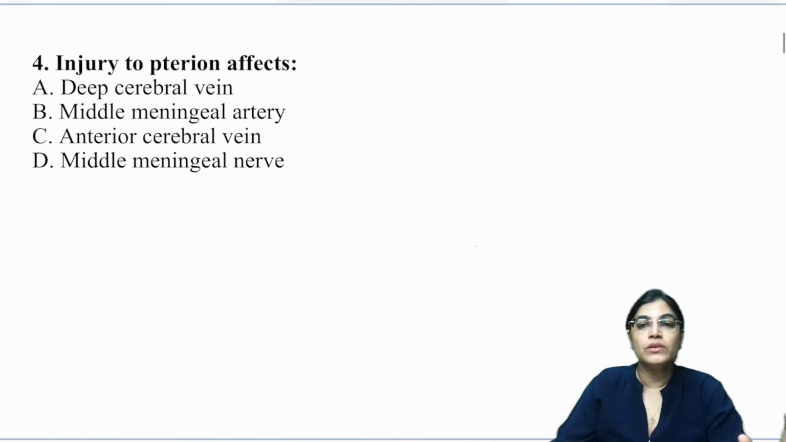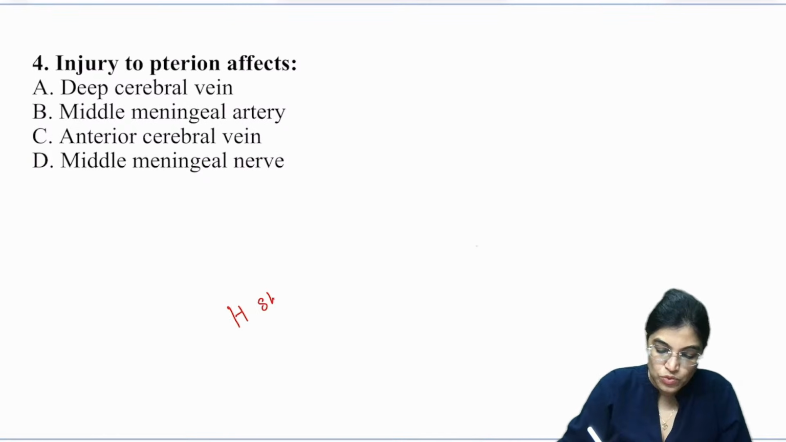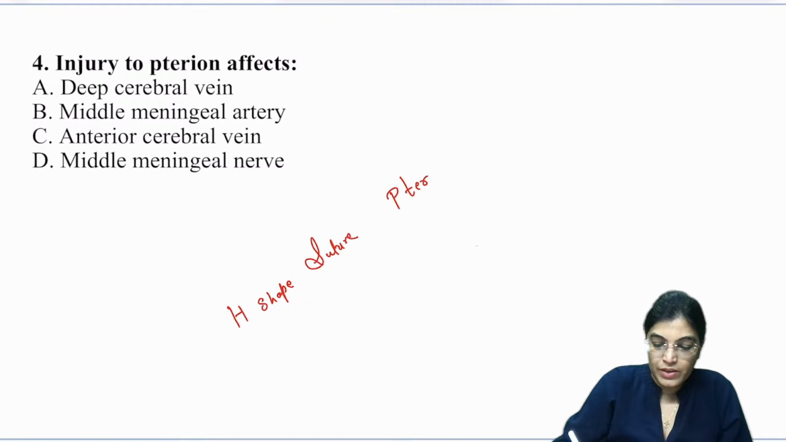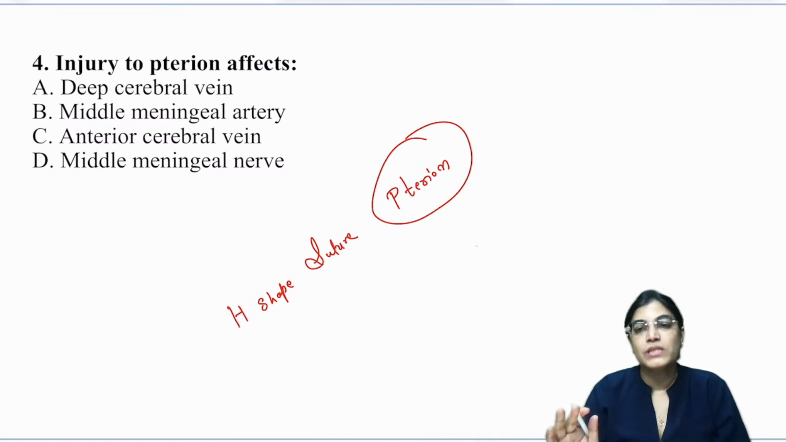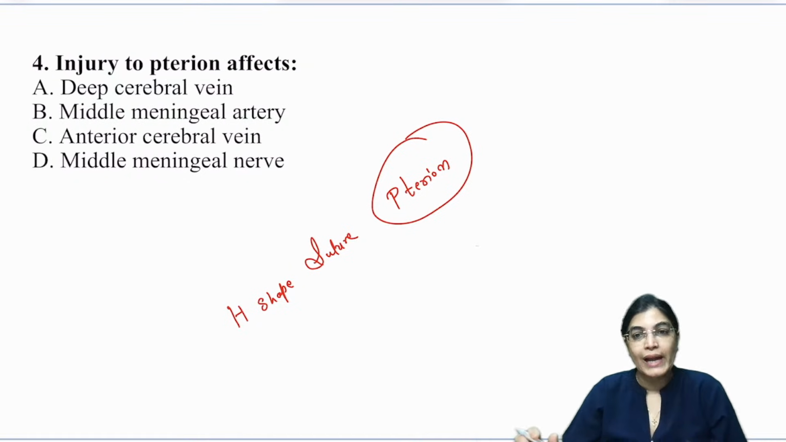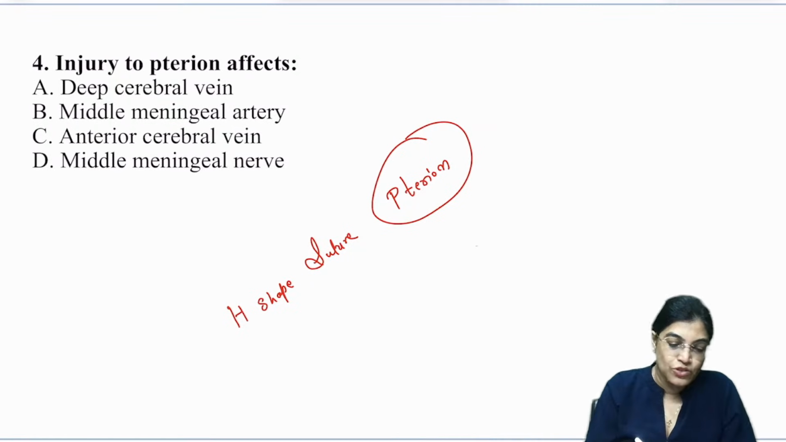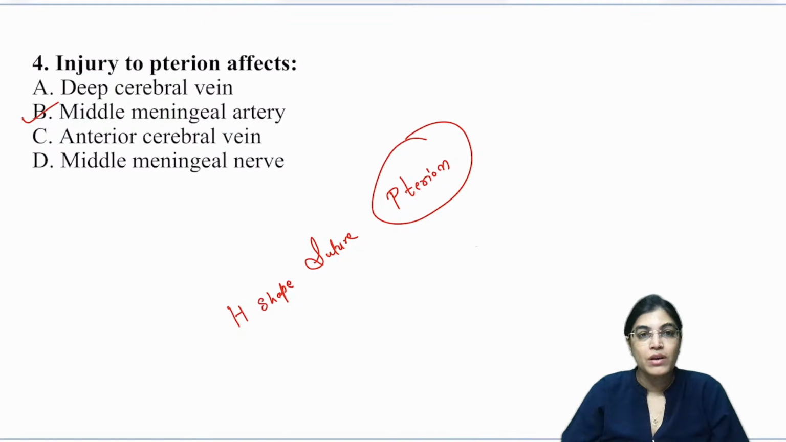Injury to Pterion. So basically lateral aspect of the skull is containing H-shaped suture, and this H-shaped suture is Pterion, where 4 bones are meeting, that is the frontal, the parietal, and we have also the squamous part of the temporal bone. So I would like to show you that image, and basically at this location we have got middle meningeal artery, which is a branch of first part of maxillary artery, along with one more structure.